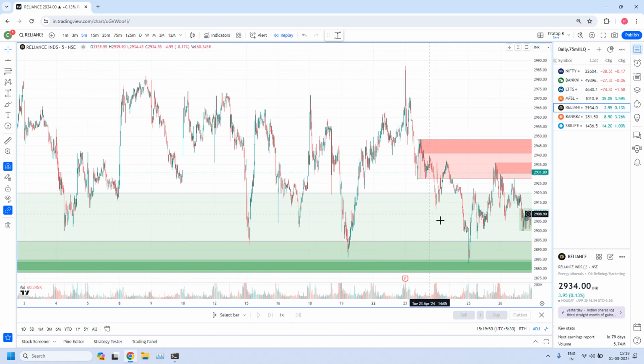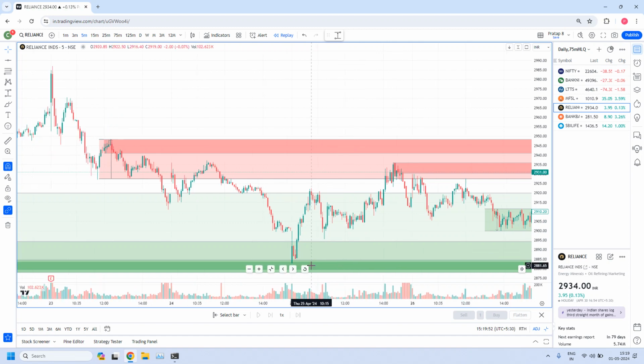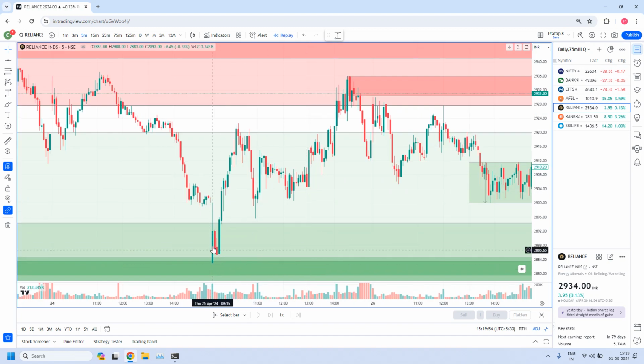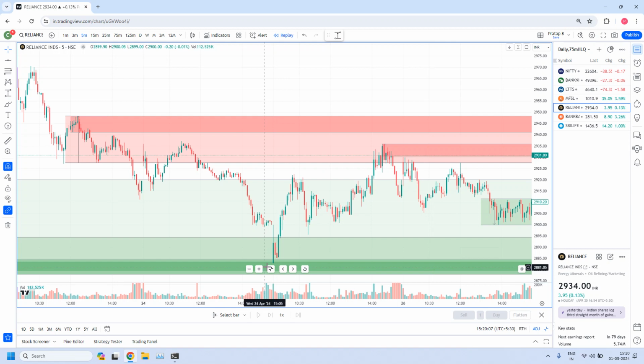See what happened? From that level, prices again moved up. It picked up the order flow. It is a tested zone. So that's why I said this is a valid 5-minute zone. But we can't plan a trade now because it is already tested. But order flow is there.